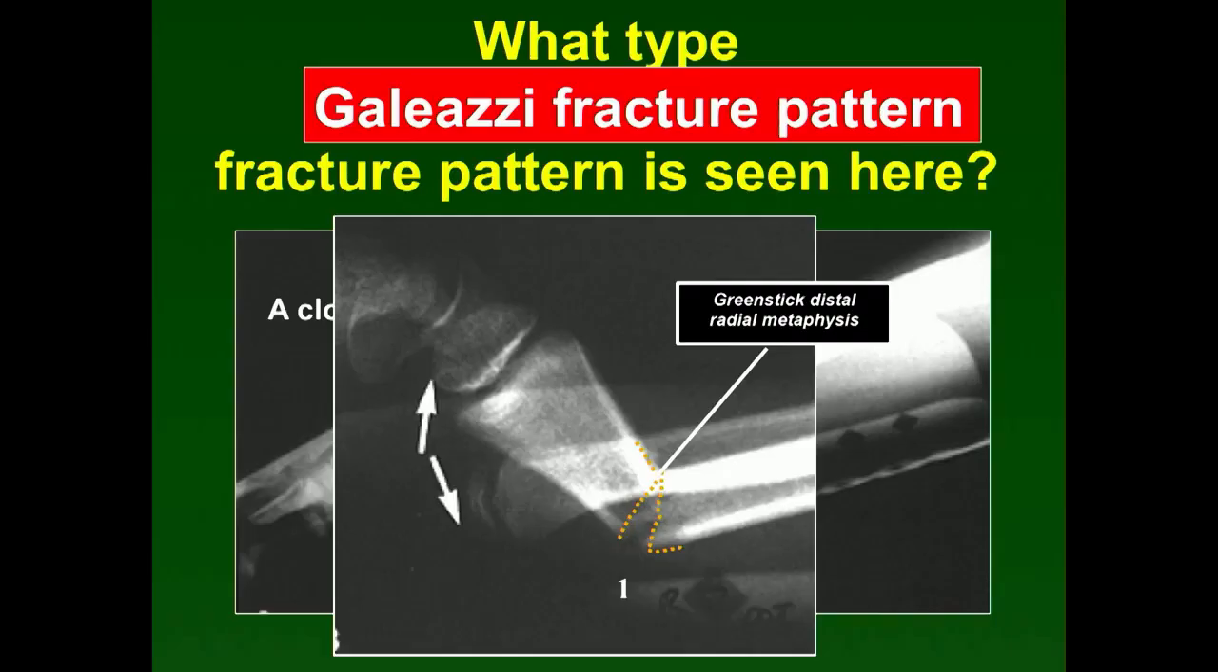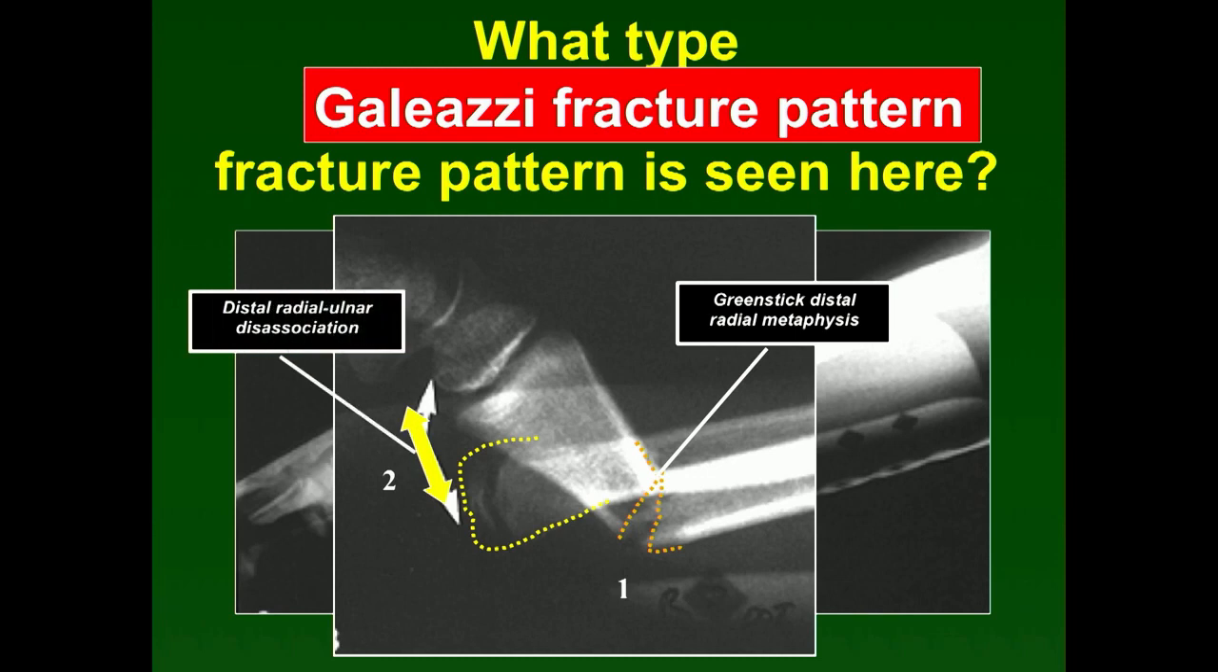Distal radius and then a... What kind? In the child. Metaphyseal. Yeah, metaphyseal. And it's usually a greenstick in children. And we'll discuss the importance of that. And so what's happened here? You've got distal radioulnar dissociation.